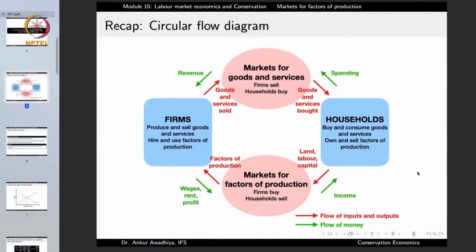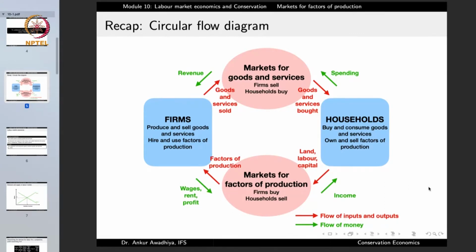Now, in this market, the land, labor, and capital are sold by the households, and they become the factors of production for the firm. And in return, the firms pay wages, rent, or profit, which becomes the income of the households. Now, in this module, we are concentrating ourselves with this market, the market for the factors of production.